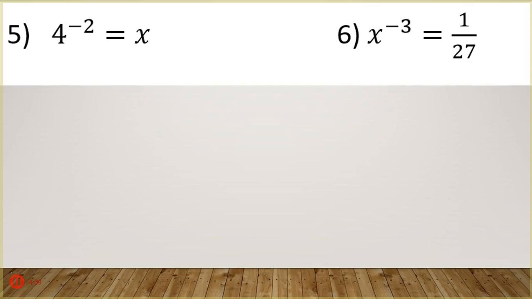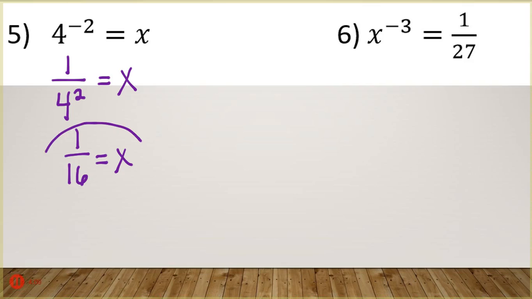When we look at number 5, again, we have 4 to the power of negative 2, which is equivalent to 1 over 4 to the positive 2. And 4 squared is 16. Therefore, our answer is 16.